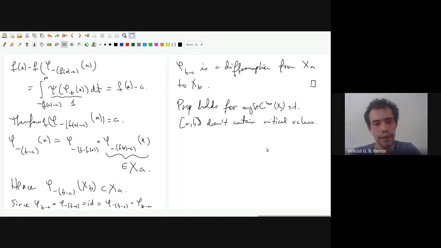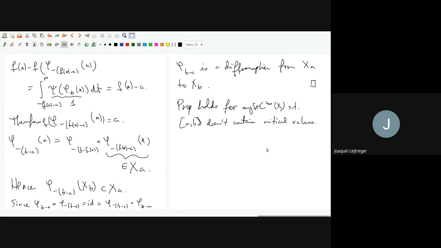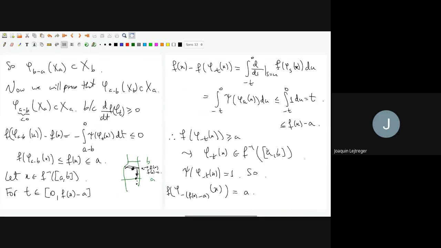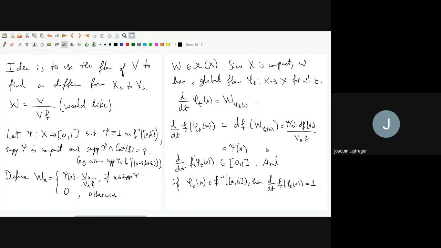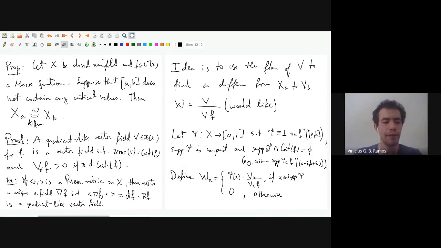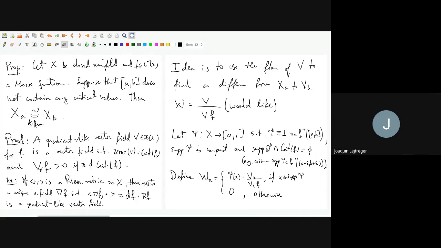Mais alguma pergunta sobre a demonstração? Não. I didn't understand the part about the gradient vector field, but maybe I can ask it at the end of the class. No, I can say it now. The gradient vector field or the gradient-like vector field? The gradient-like vector field, sorry. What did you not understand?